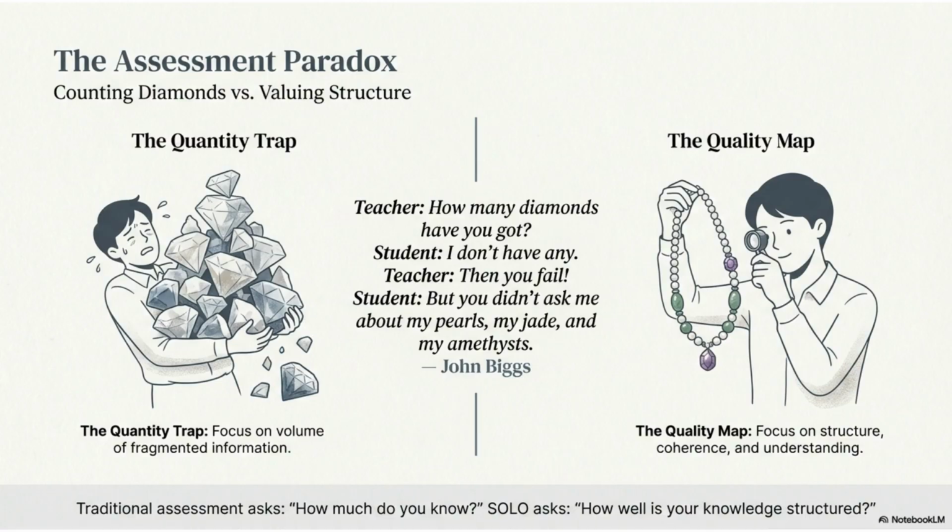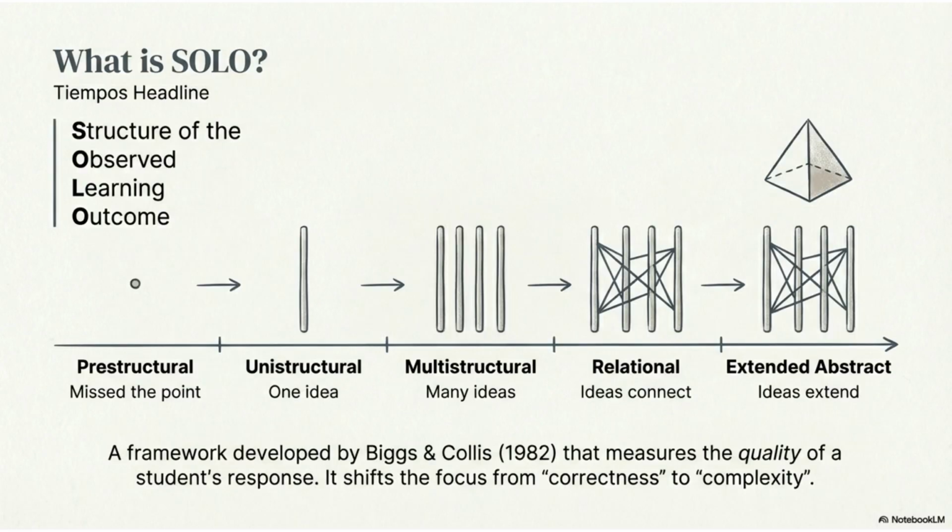It asks, how well is your knowledge structured? SOLO, or Structure of the Observed Learning Outcome, measures the complexity, not just the correctness, of a student's response. It progresses through 5 levels: pre-structural, unistructural, multistructural, relational, and extended abstract.